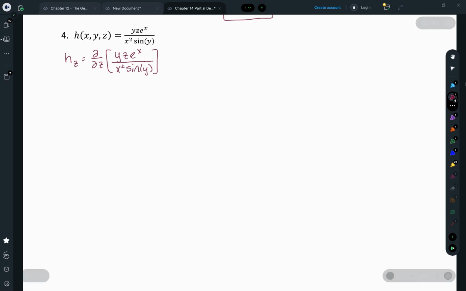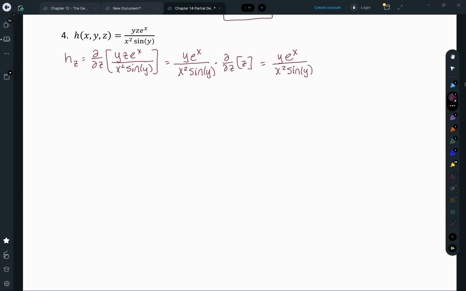So I'm going to rewrite this as y e to the x on top, x squared sine of y on the bottom, times del z of z. Since those functions are multiplied, I can write them as factors of each other and focus on taking the derivative of only the part that matters. For our case, del z of z, which is 1. So my final answer here is y e to the x all over x squared sine of y.